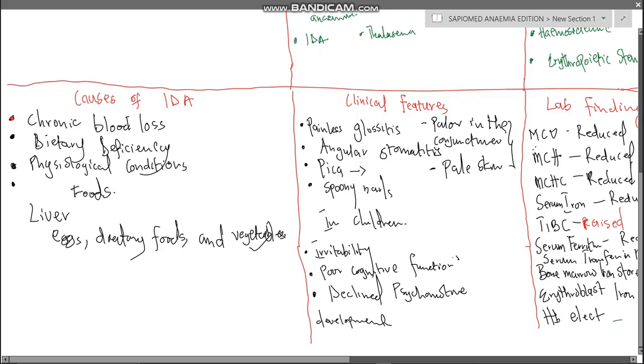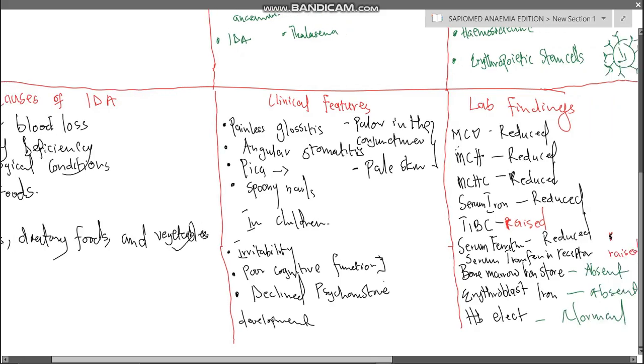Now in children, we talk about irritability, poor cognitive function. So if your child does not perform well in school, and he forgets things so easily, in fact, iron deficiency anemia could be one of the causes. Then decline in psychomotor development. I think you don't want your child so deprived of iron, because it's not going to end well. The child will begin to behave abnormally and be poor in class. In fact, I would advise everyone to give his child enough iron, because it's very good.